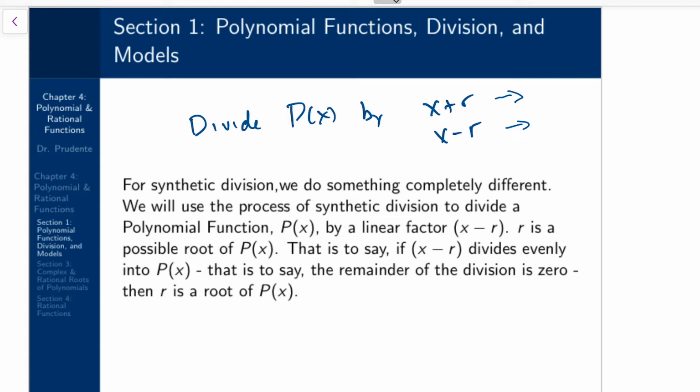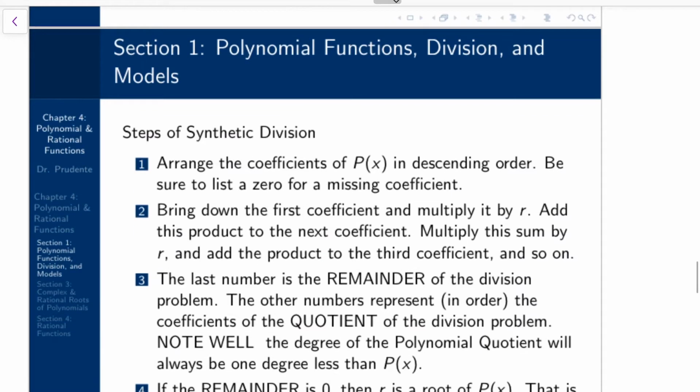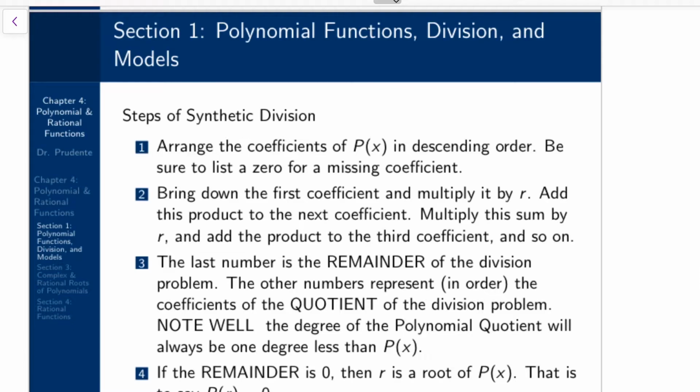What we're going to do is, if we have an x plus r, we're going to consider the negative r. And if I want to divide by an x minus r, I'm going to consider positive r. So for example, if I'm dividing by x plus 2, the number I want to think about is negative 2. And if I'm dividing by x minus 4, the number I want to think about is positive 4. And we'll see why in a second, right? And so the steps of synthetic division may seem weird, but it's actually an easier operation, right?